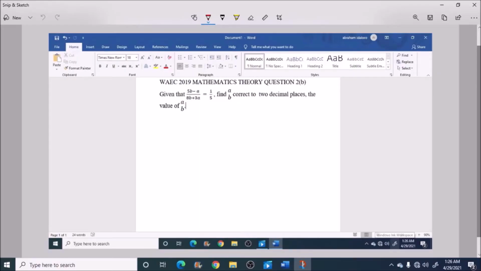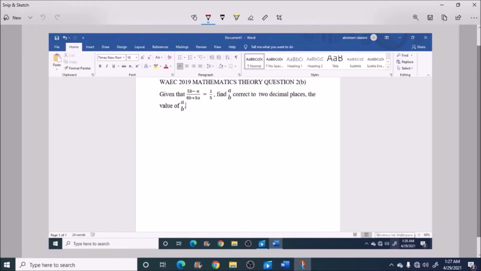Hello and welcome. Today I will be answering WAEC 2019 Mathematics Theory question number 2B. Given that (5b - a)/(8b + 3a) = 1/5, find, correct to 2 decimal places, the value of a/b.